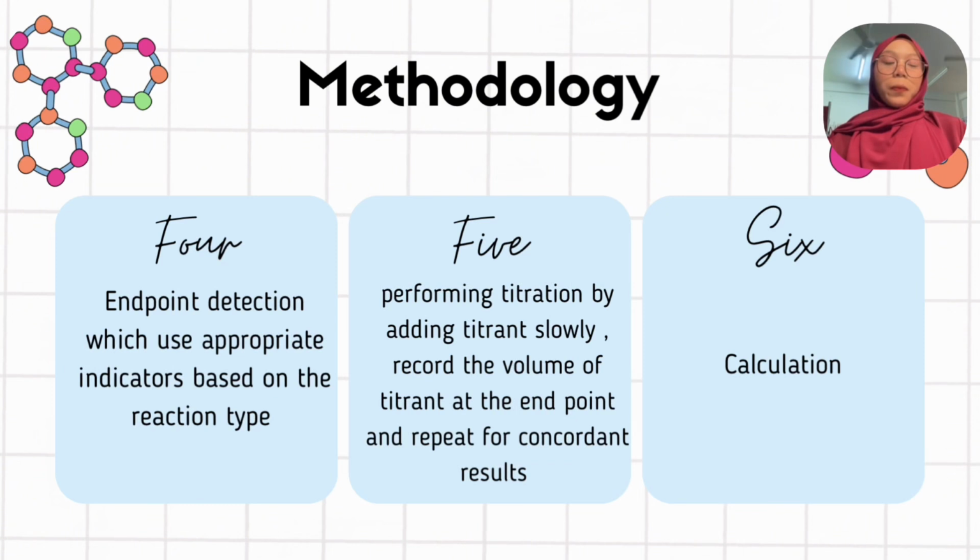Fourth, endpoint detection, which uses the appropriate indicator based on the reaction type. Fifth, we need to perform the titration by adding titrant slowly and recording the volume of titrant at the endpoint, and repeat it. Sixth, we do the calculation.